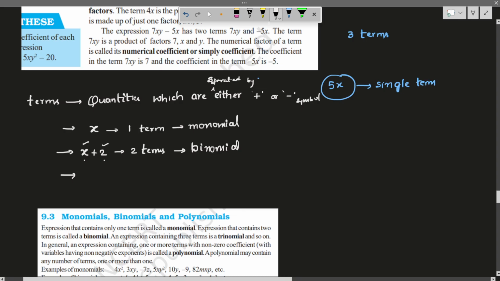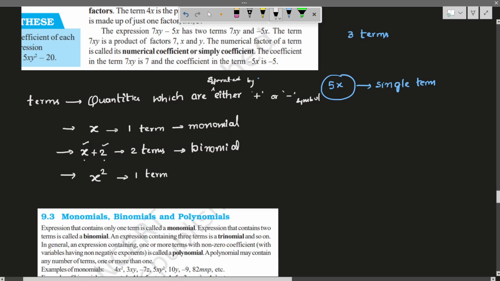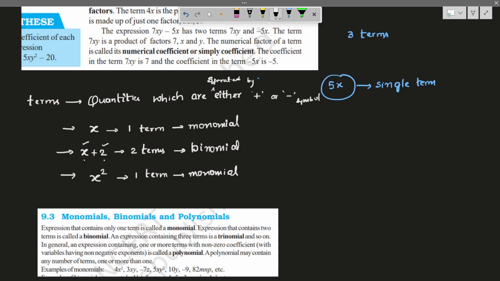And what about this? Do you observe any plus or minus symbol here? No, right? That means this entire quantity is only a single term. So it's also a monomial. I told you very clearly, we should only count terms separately when there are plus or minus symbols. Otherwise, they are considered a single term.